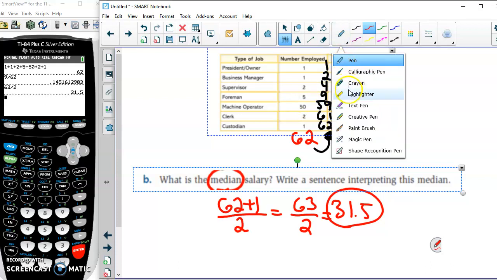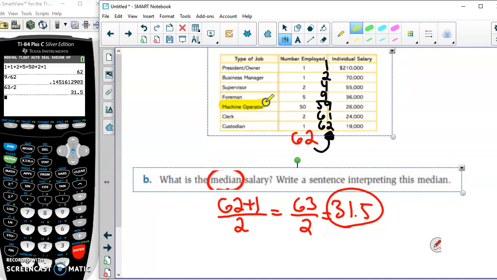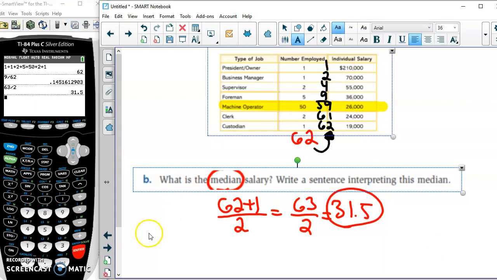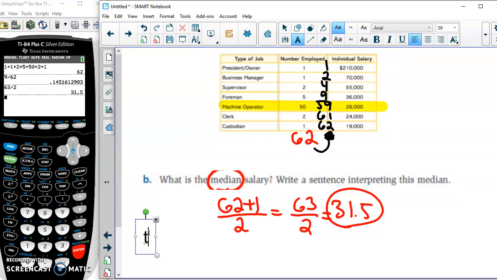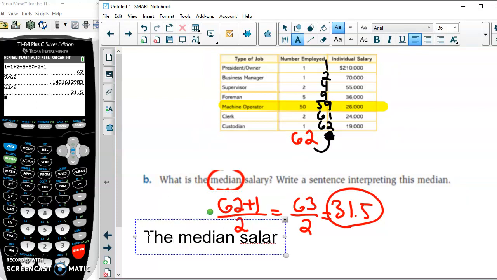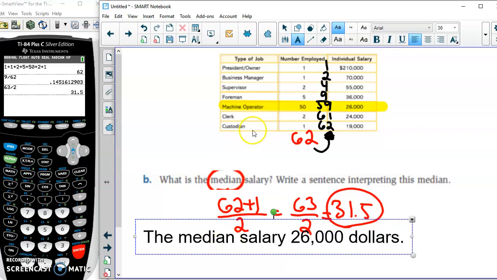Okay, so until we get right in here, that's where we get to it. Okay, so this tells us that the median salary is $26,000. So we could say median. Let's type this up, let's make it real official. So the answer, the median salary is $26,000. Okay, it says write a sentence interpreting this median.